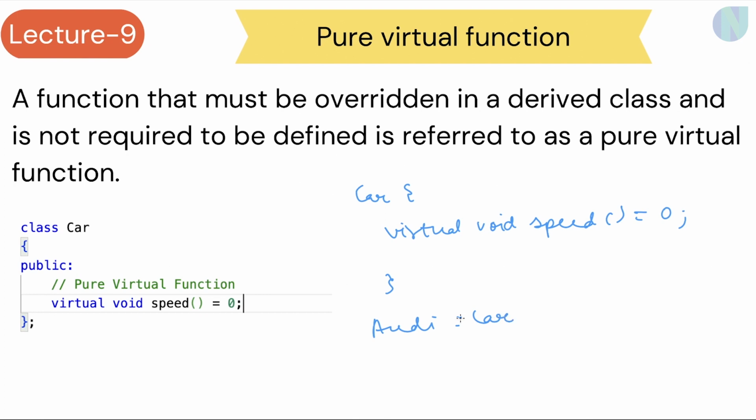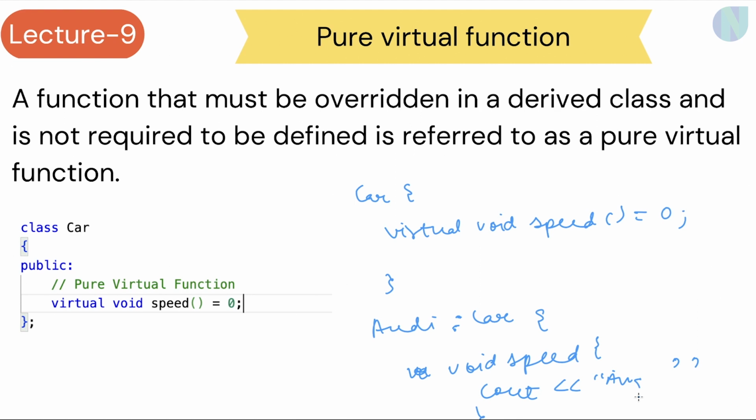So here we need to definitely give void speed, and here we can give the definition for this, like cout, and we can give like the speed is fast or what is the average speed or anything like that. So average speed, and we can give some values. So basically this particular function has been declared as pure virtual, and then we are deriving all the properties of this particular function, and then we are giving the definition here.